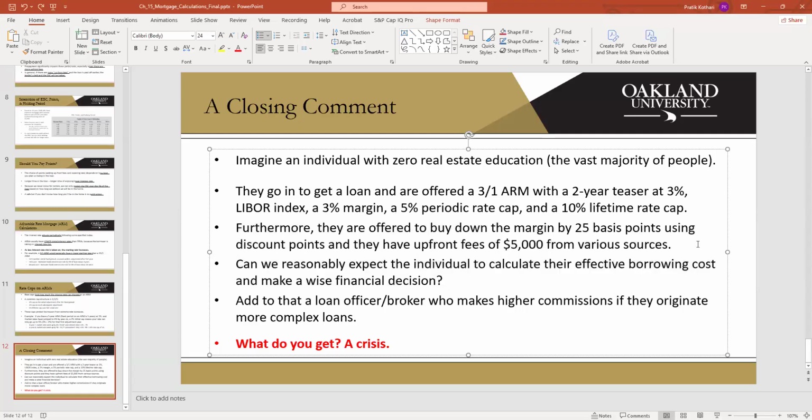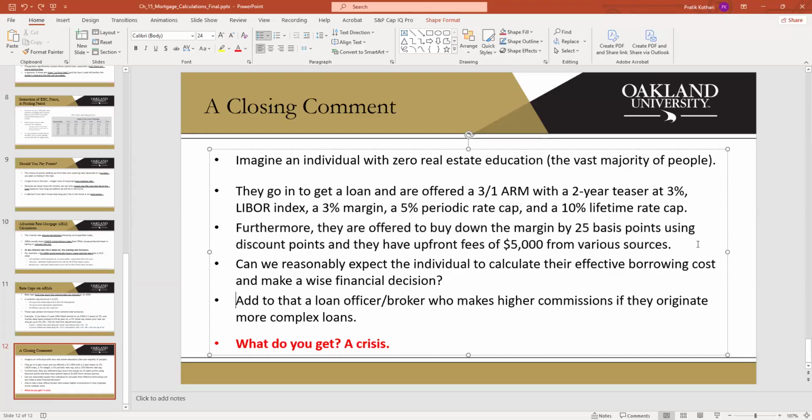Can we reasonably expect this individual to actually calculate their effective borrowing cost and advocate for themselves in making a good financial decision? No. Normal people out there don't know what the hell this stuff means, let alone the impact of points and how long they're going to stay in the house.